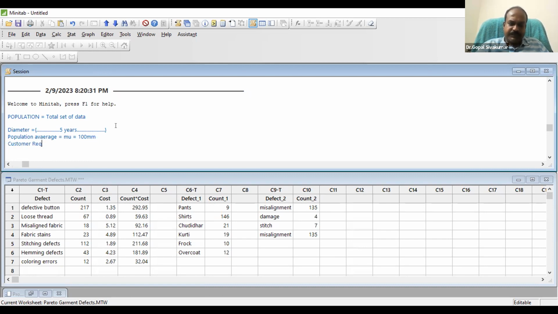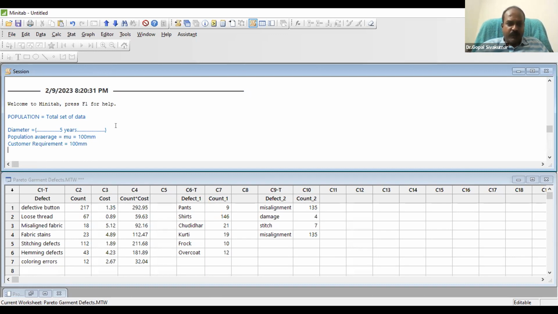So if mu is 100 mm and the customer requirement is also 100 mm, that means you are able to produce products meeting the customer target, the customer requirement. The customer target and your population average are the same. That is really a good scenario.